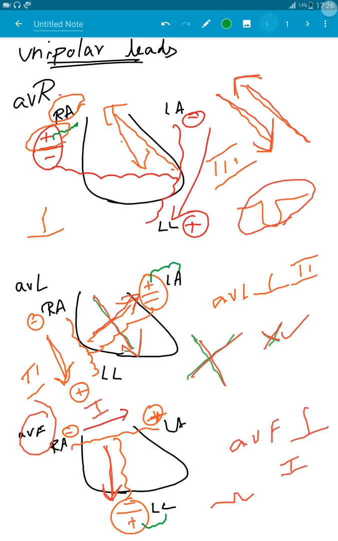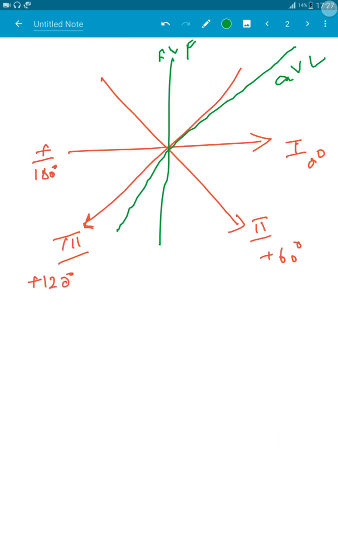AVL. For lead 3, perpendicular is AVR. Lead 3, AVR. This is a small point; we will be discussing it in detail in the next video regarding the deflection and the degree.